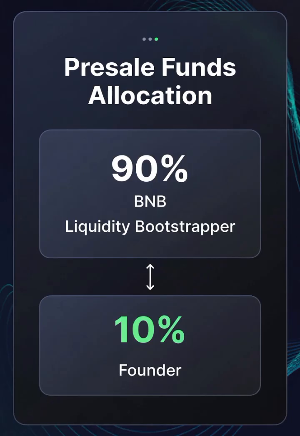Destination of presale BNB funds. All funds raised in the presale follow a simple and transparent rule. 90% of the BNB is sent to the liquidity bootstrapper. 10% of the BNB goes to the founder, exclusively to support project development and operations. This split is fixed, known in advance, and enforced by the smart contract.